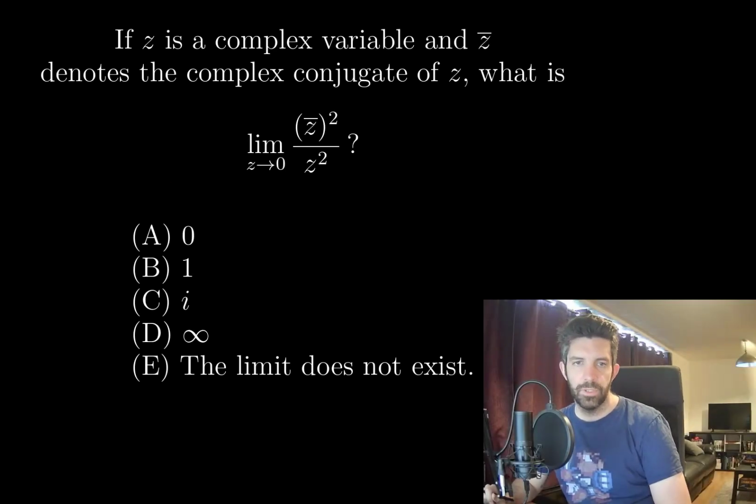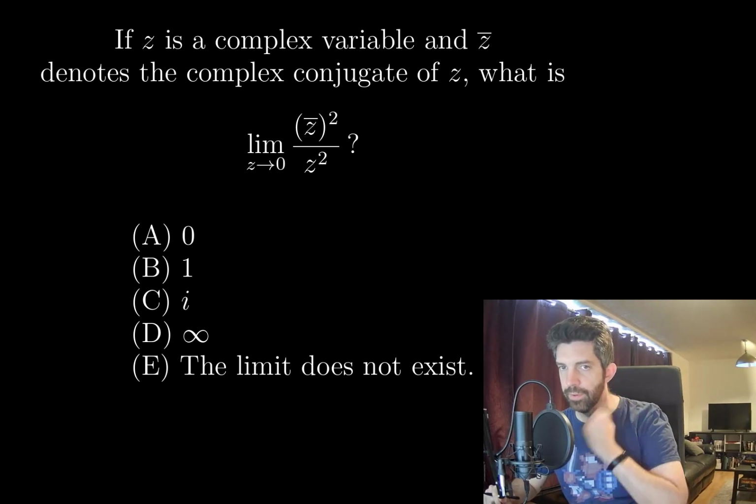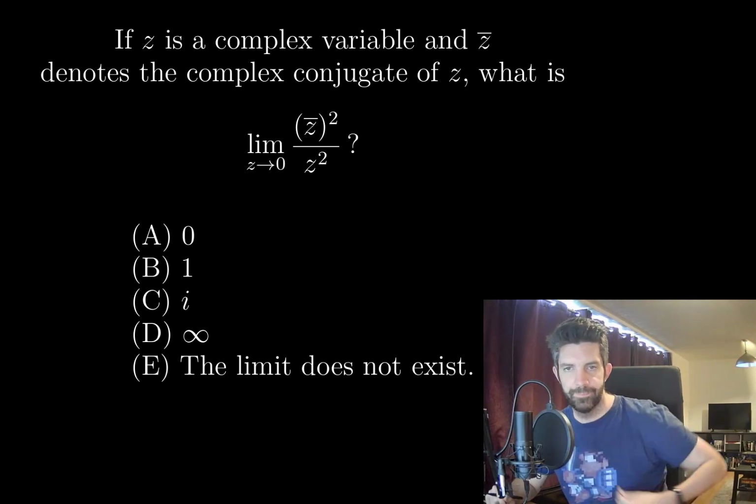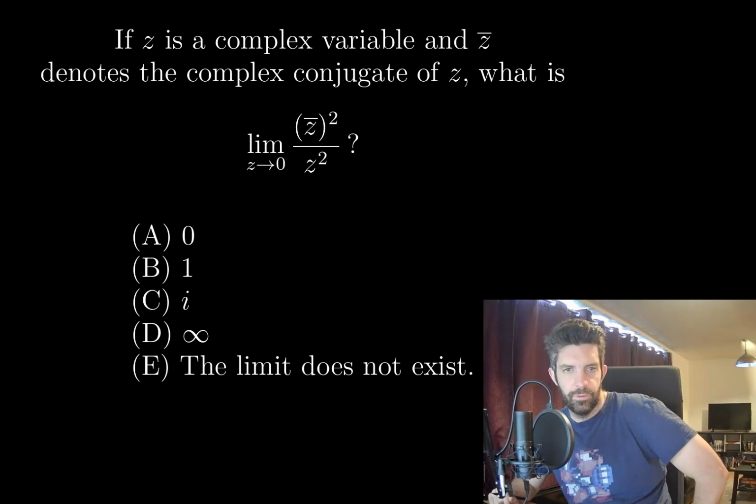If z is a complex variable and z bar denotes the complex conjugate of z, what is the limit as z approaches 0 of z bar squared divided by z squared? 0, 1, I, infinity, or does not exist.